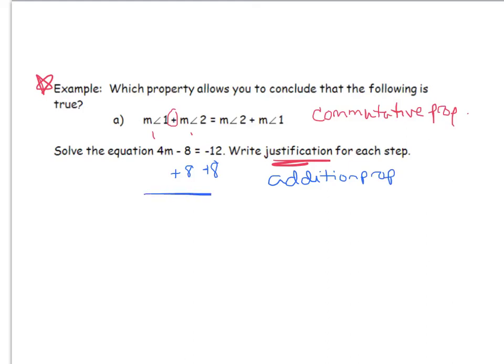Okay, so after this, I get 4m equals -4. So now what do I have to do to solve for m? Hopefully you said I had to divide by 4. And if I divide by 4 on both sides, that is the division property. And you get your answer: m equals -1.